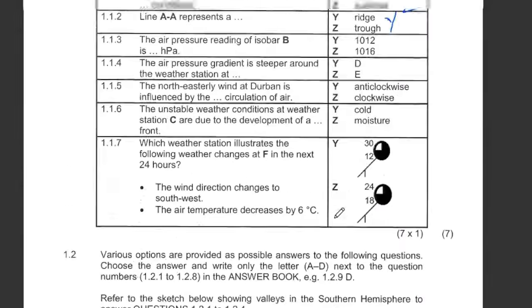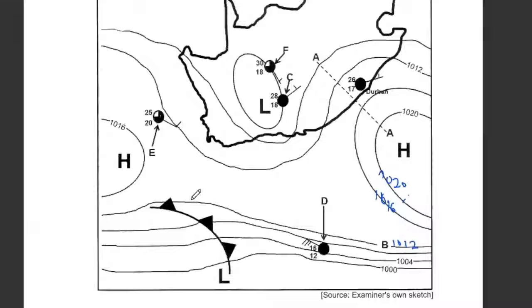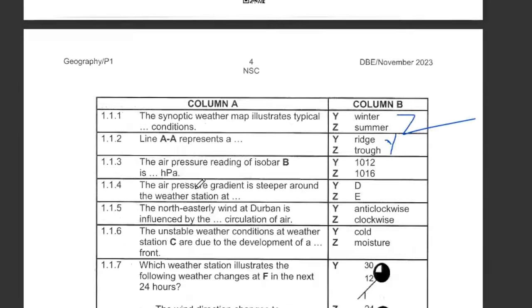The option is available. Even when you check here, if you use this one, it will give you 10, 12 as well. This is 10, 16 minus 4, it gives you 10, 12. So when you use the high pressure, it will give you answer B. So the answer for B automatically is Y.